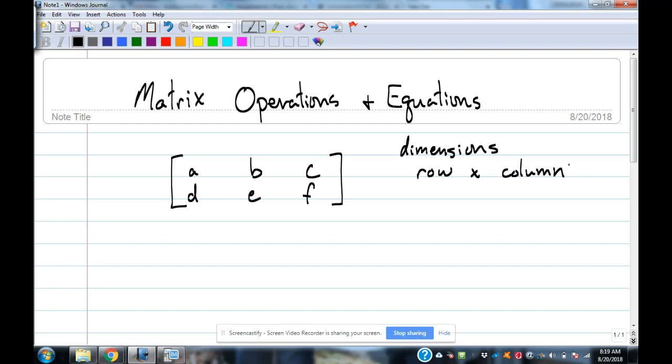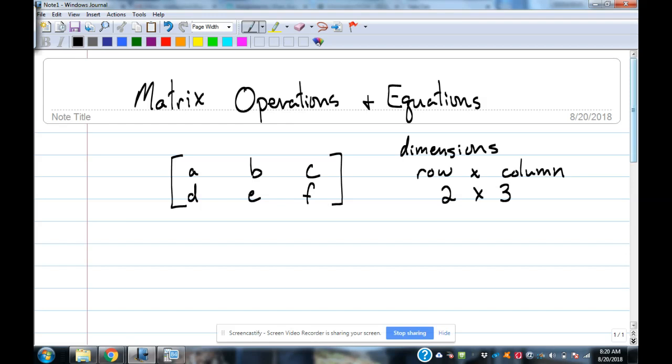Rows, side to side, columns, up and down. Okay. This one has how many rows? 2 rows. How many columns? 3 columns. 1, 2, 3. So this is what we call a 2 by 3 matrix. Okay. Got to be able to name the dimensions of a matrix because that is important as far as whether or not you can even do an operation with 2 matrices. So you got to be able to name the dimensions. Remember, it's row by column. How many rows? How many columns? Make sure it's row by column.